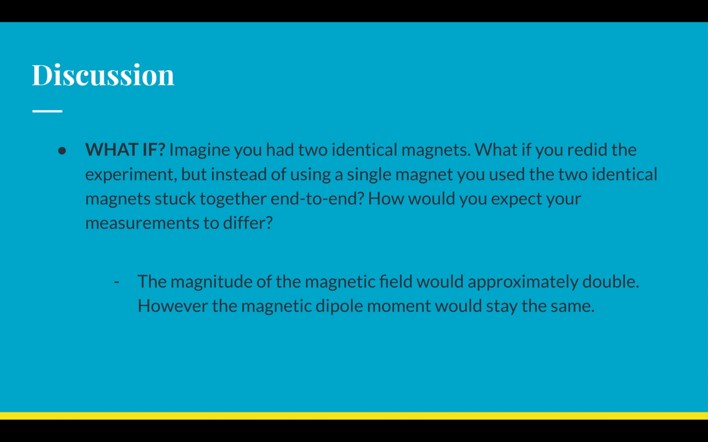And then what if I had two magnets? How would this change? Basically the magnitude of the magnetic field would double since there's two magnets, but the magnetic dipole moment would stay the same because they would both have the north and south in the same direction.